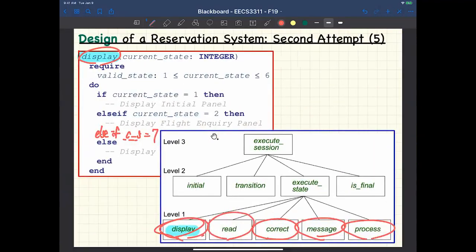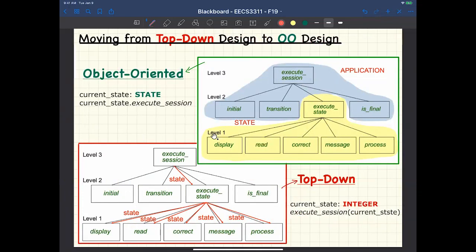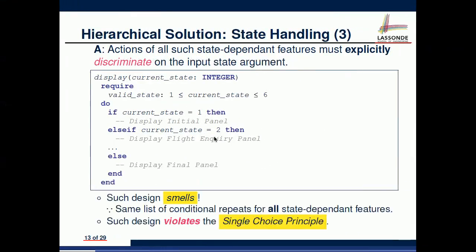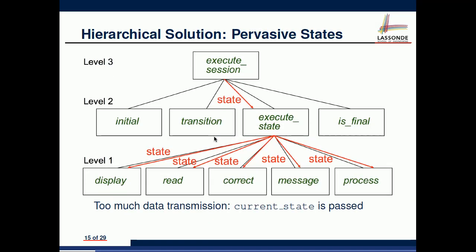Okay, so now how can we improve? Now we're going to move from the non-OO to the OO solution. Let me go straight to the point. The point is, let's compare the two different kinds of solution over here. Let me go through a few slides with you, and then I'll come to this slide. Such design smells, because you've got lots of duplicates, right? So that's not good. Single choice principle. Also, this is something I just illustrated: you basically pass the integer current state around, which is not good.